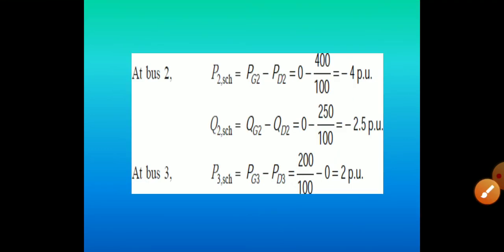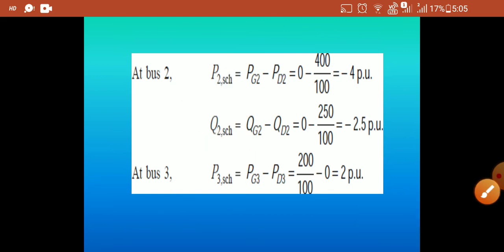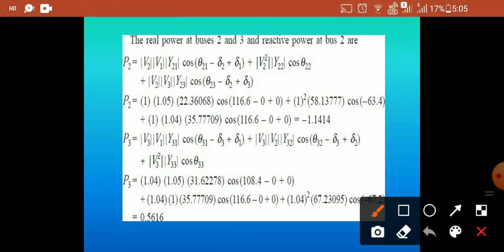Then we have to schedule the power. So at bus 2, we have to find out what P2 scheduled and Q2 scheduled are. Then at bus 3, what P3 scheduled is. After finding this, we have to find the Jacobian matrix elements. We know the real power at bus 2 and 3 and the reactive power at bus 2. So first we have to find out P2.